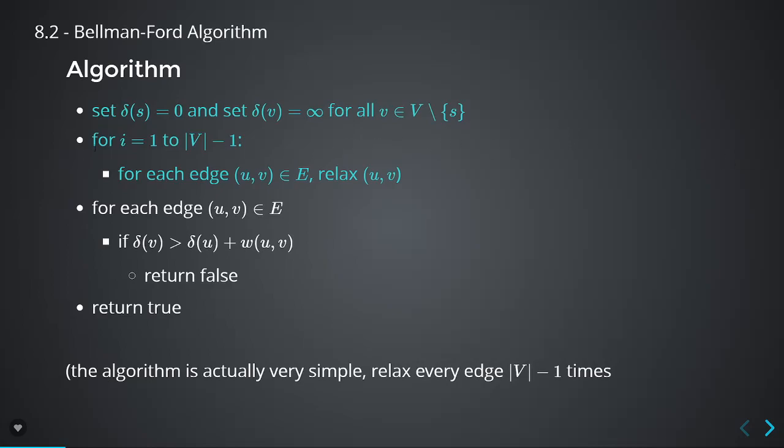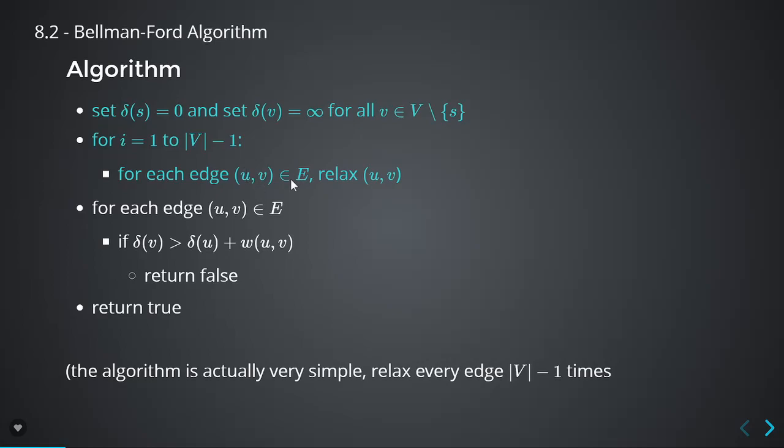So really, there are only two lines of concern here, the two for loops. Now, the first for loop goes V minus 1 times, so just the number of vertices minus 1. And the inner loop, for each iteration of the outer loop, you will go through every single edge, and then you relax it.